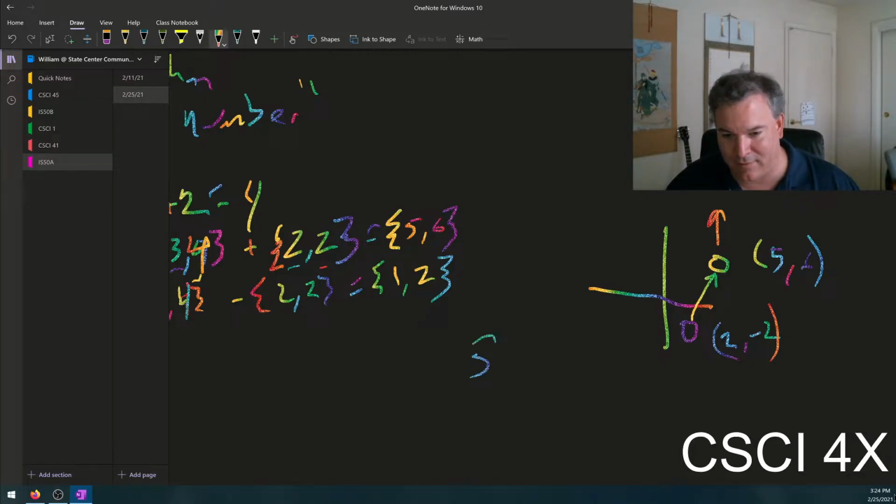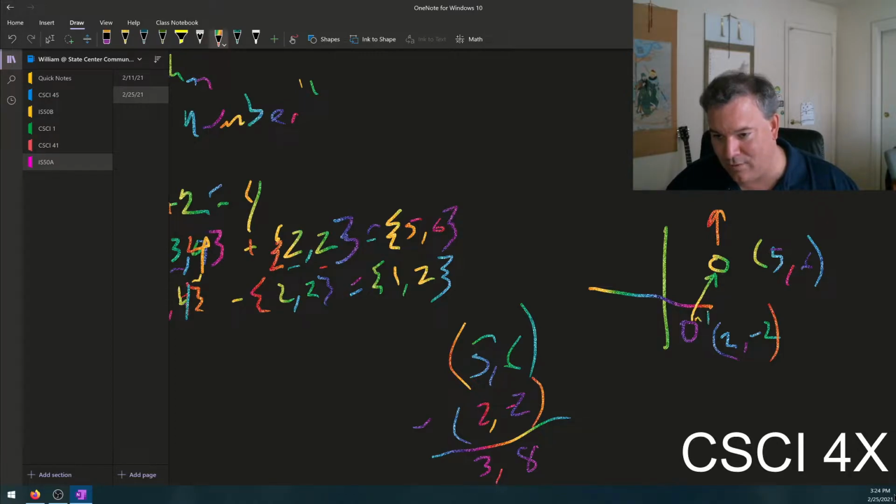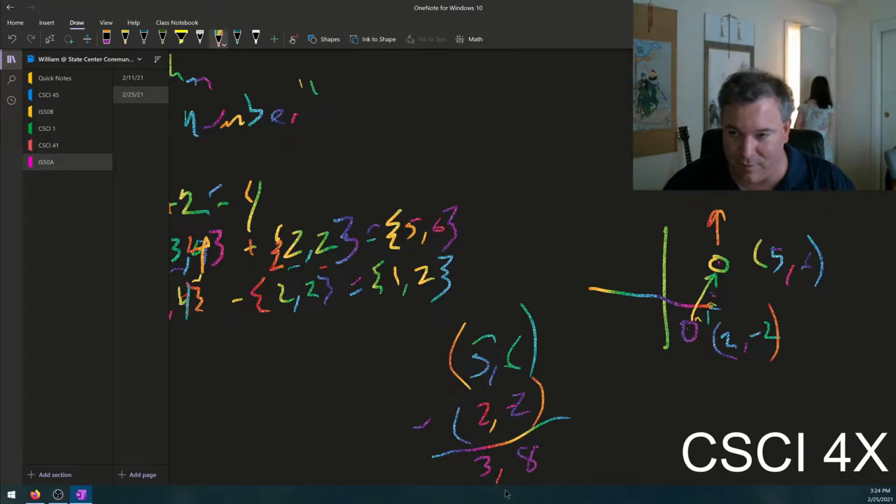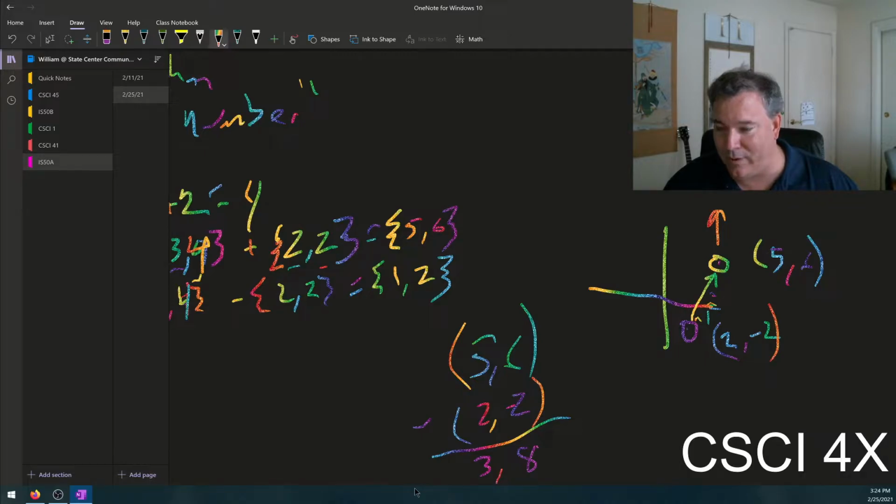So if I take 5, 6, sometimes we draw it with smooth parentheses, sometimes curly braces, it doesn't really matter, and I subtract that out, I get a vector that is 3 to the right and 8 up. So the guard is 3 to the right of me and 8 above me in the y direction. Do you guys see that? If you subtract two positions, you get what's called a displacement vector, which is a really complicated way of saying how far you are away from the other person.